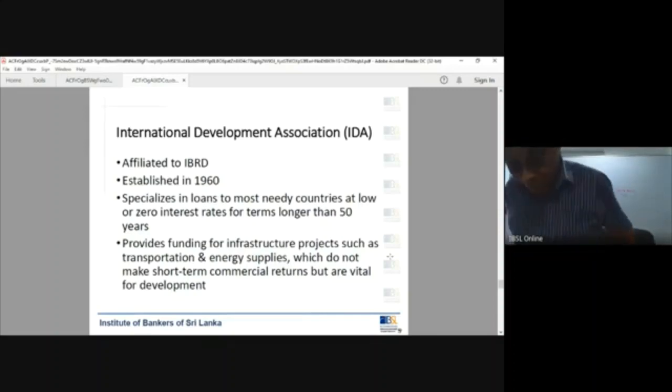World Bank gives 0 to 50 years. Anything longer than 50 years, IDA gives. And in most cases, they don't charge the customer, either low interest or zero interest, right? Then they provide funding for infrastructure projects such as transportation and energy supplies, which do not make short-term commercial returns but are vital for development. Okay.